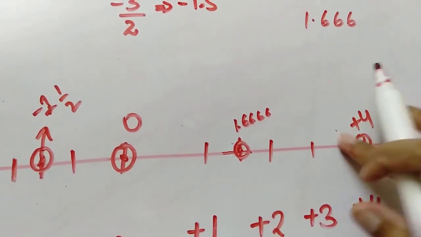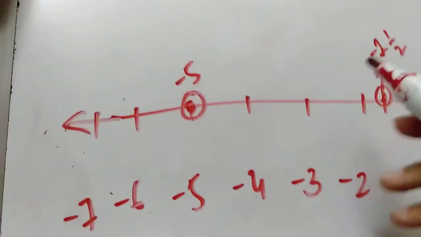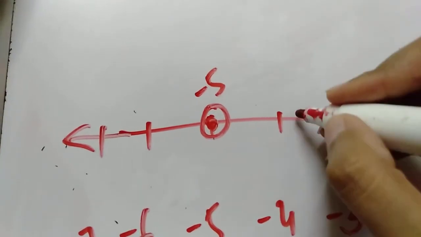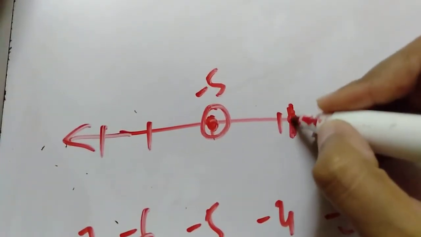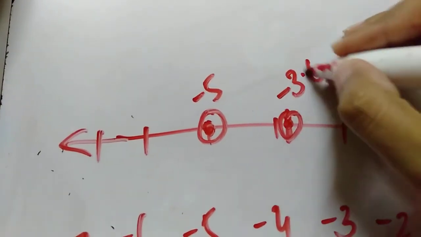So not on the positive side. We have -3.8. So it will be between -3 and -4. It will be -3.5, so it will be here near -4. So it will be -3.8.